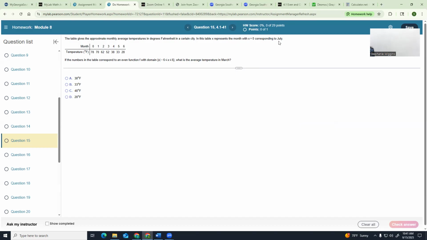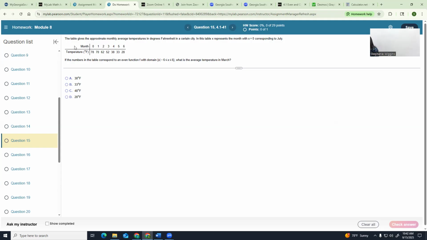July. And we are told that if the numbers in the table correspond to an even function, and the domain is from -6 to 6, what is the average temperature in March? So we have information. This is July, August, September, October, November, December, January. So going back, -1 would be June, and then -2 would be May, and -3 would be April, and -4 would be March. And we are asked about what would the average temperature be in March.